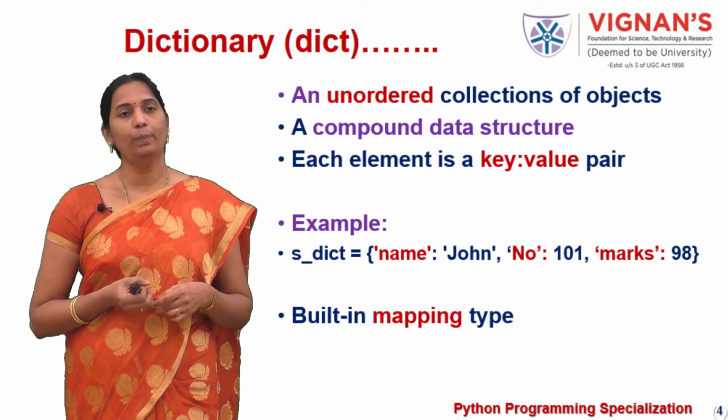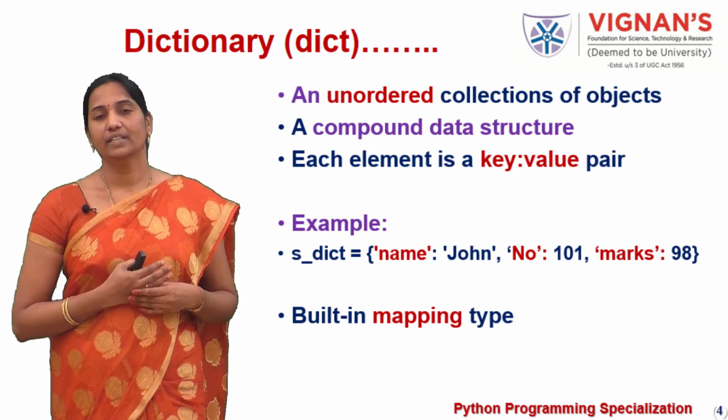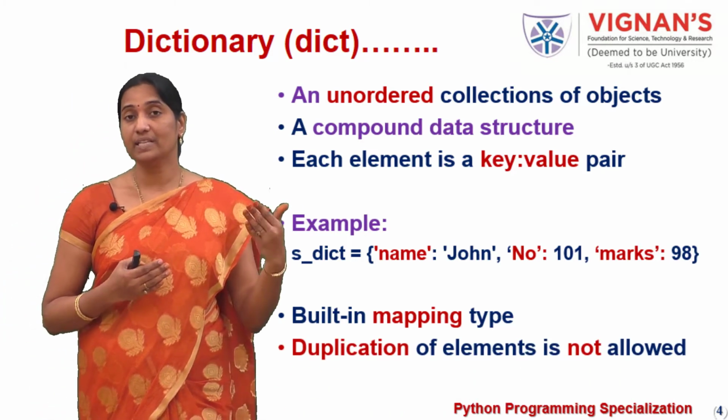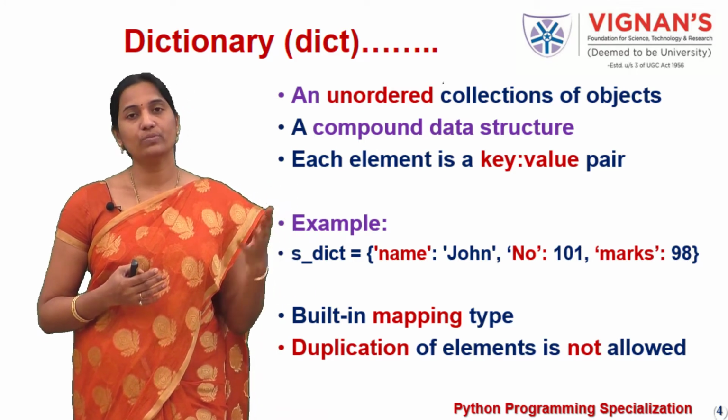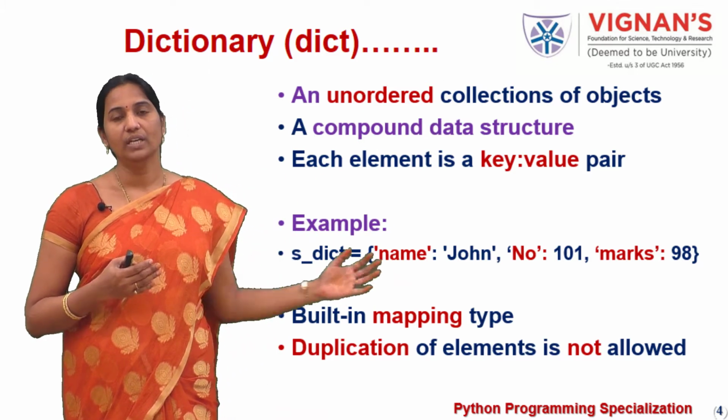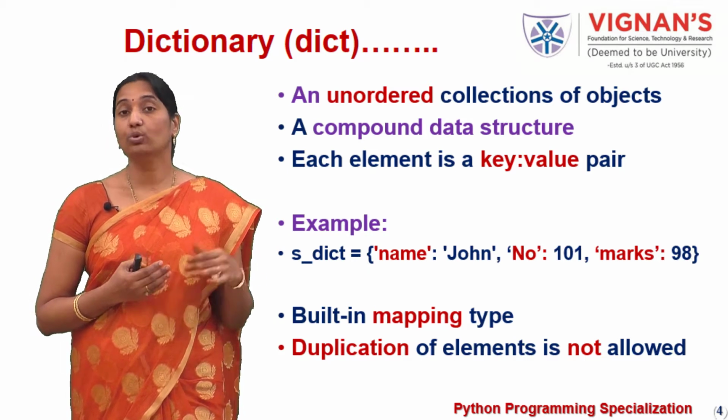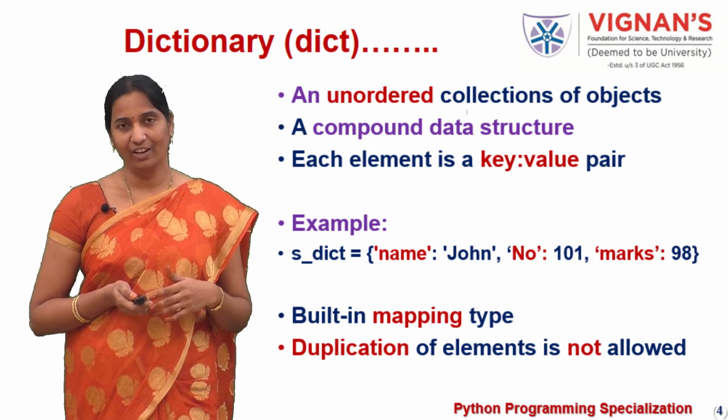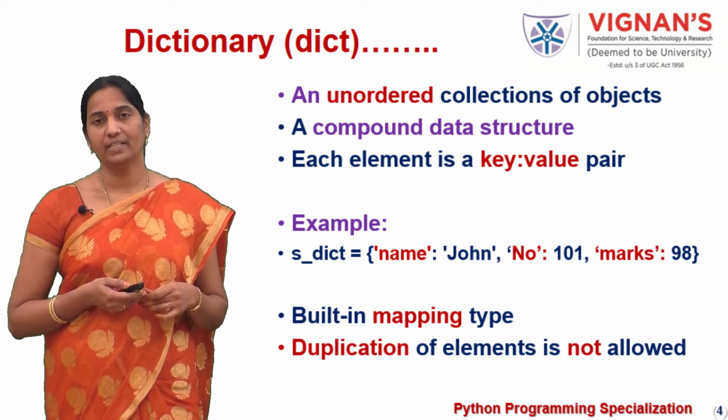And moreover, duplications are not allowed in the case of dictionaries, whereas lists and tuples allow us to have different elements with the same value. But in the case of a dictionary, we cannot have two different elements with the same key value. Now let's see how we create dictionaries.